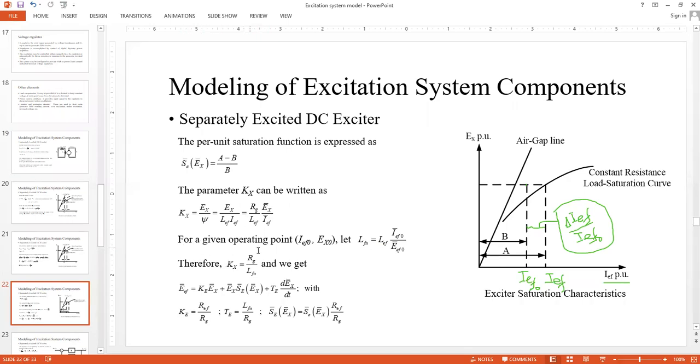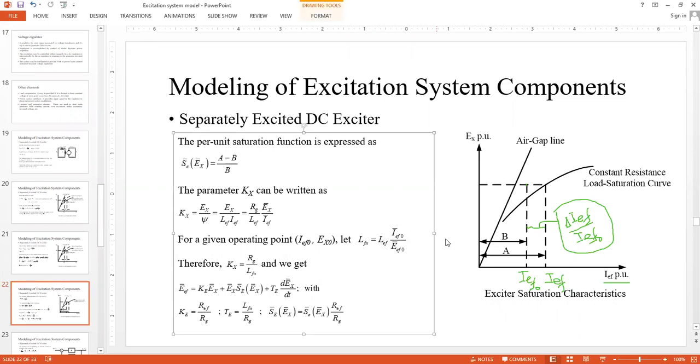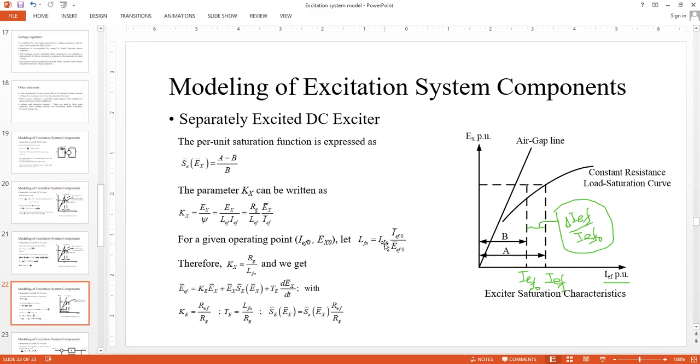Now for any given operating point, that is Ief0 and Ex0, we define some inductance expression, that is L field, but in unsaturated form. So LFU is the unsaturated inductance, okay, at a certain operating point. And that is assumed to be equal to the actual inductance Lef multiplied by this factor Ief0 over Eef0.